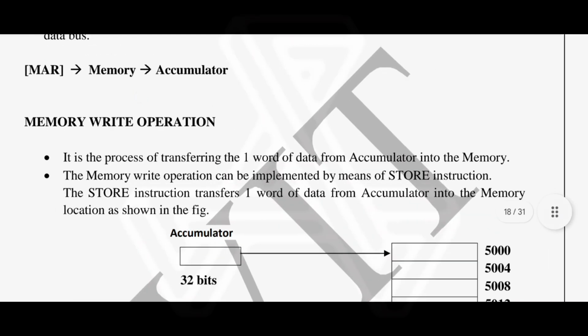Memory write operation is the process of transferring one word of data from the accumulator to the memory. The memory write operation can be implemented by means of the store instruction. The store instruction transfers one word of data from the accumulator to the memory location as shown in the figure.